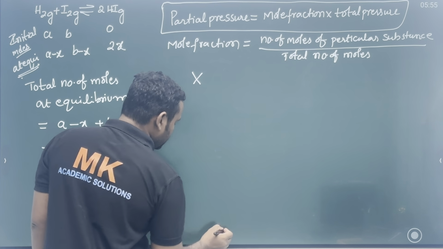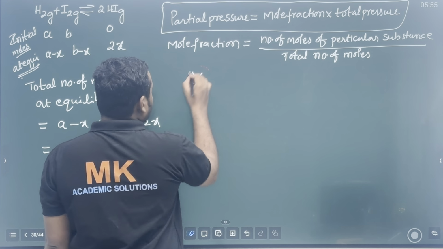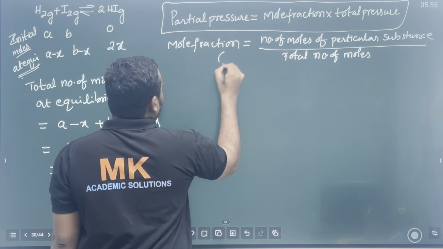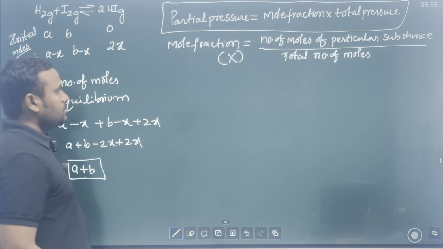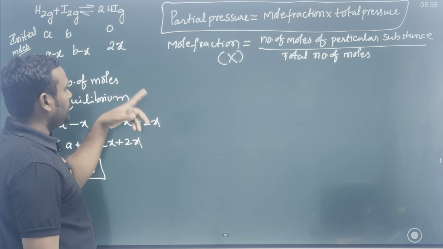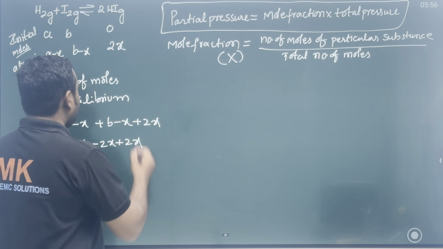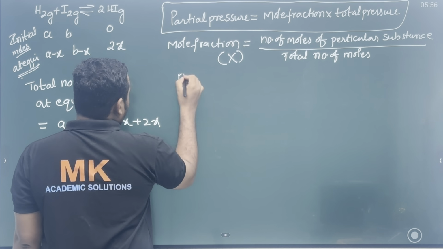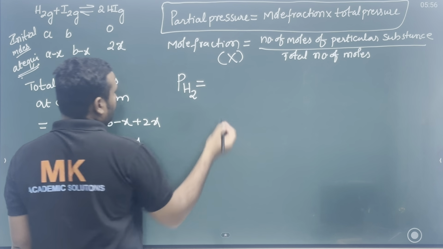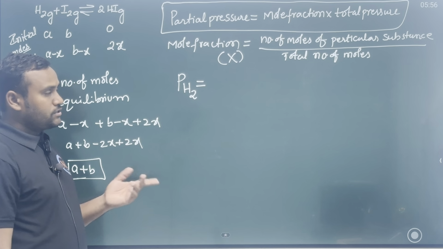Okay, so now here mole fraction is indicated with, we know, X. Mole fraction is indicated not with X, but with chi. Okay, right. So now let us calculate the mole fraction and partial pressure of different gases here. So first we take the partial pressure of H2. Partial pressure of H2 is equal to mole fraction into total pressure.